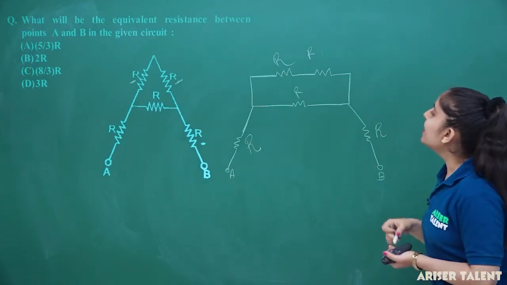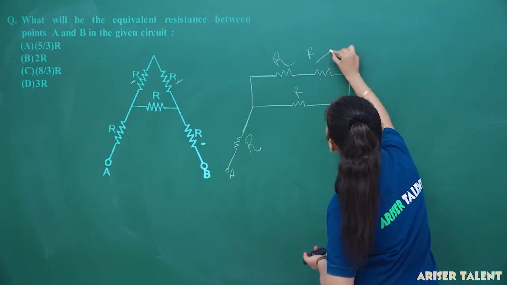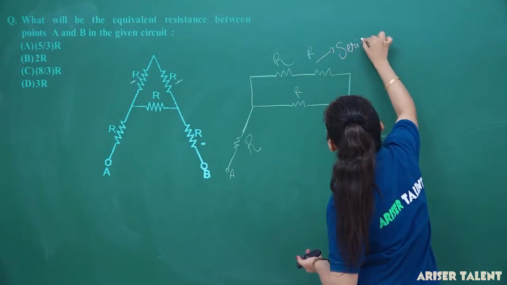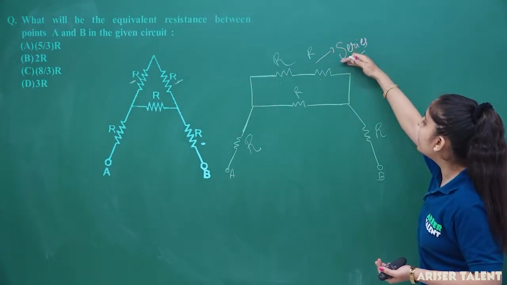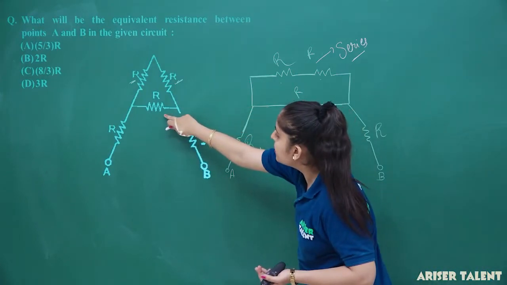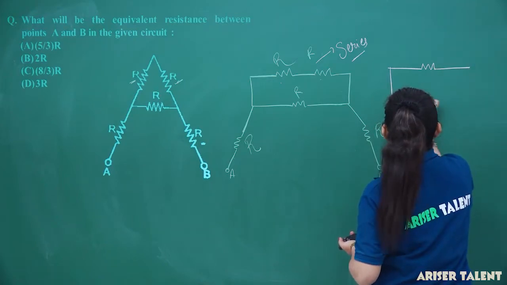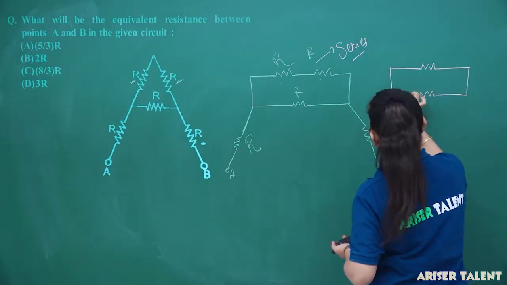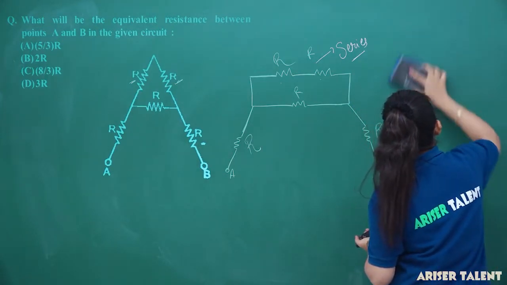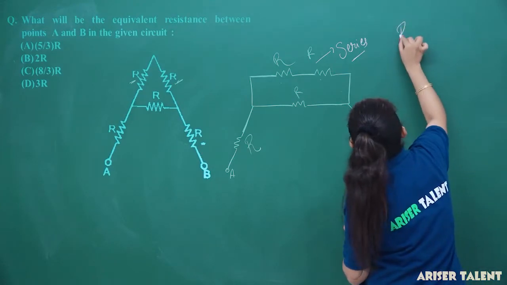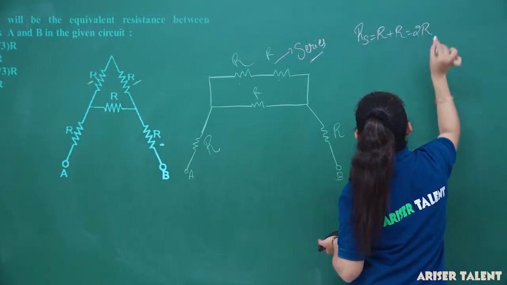Now, you can see that the first two resistances are connected in series. I can say that these two resistances are connected in series, and these two resistances in series are in parallel with that third R. This is our third R. So, I can write here, this will give you R plus R, that is equal to 2R. Here RS came out to be R plus R, and this will give you 2R.